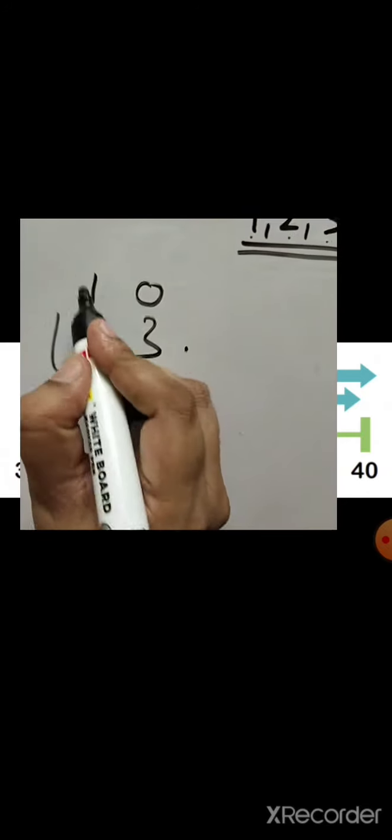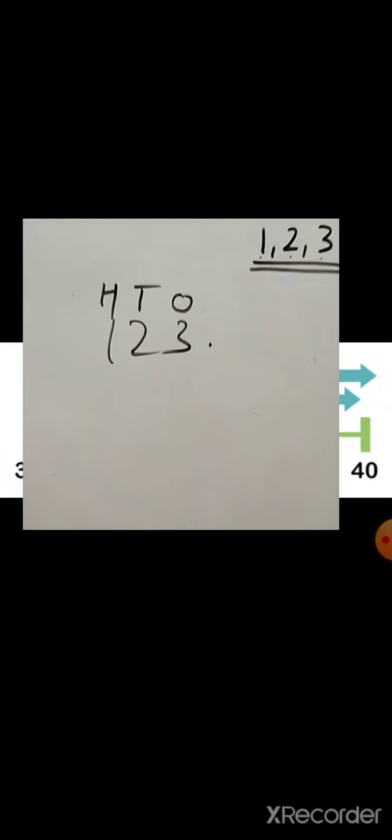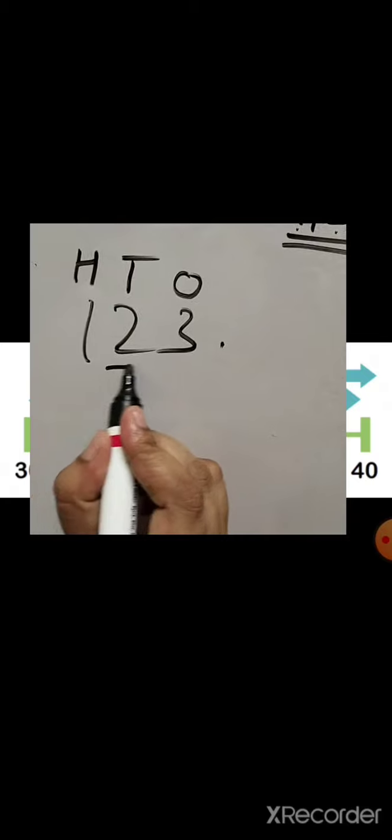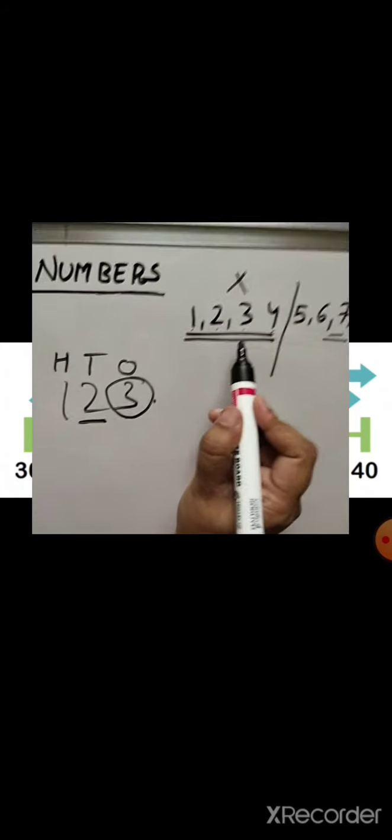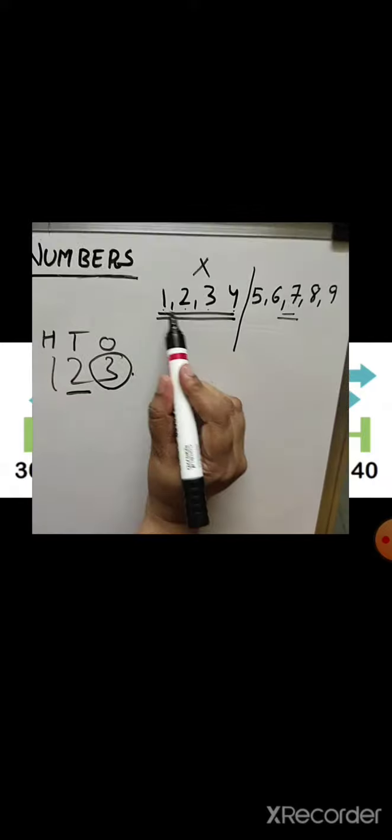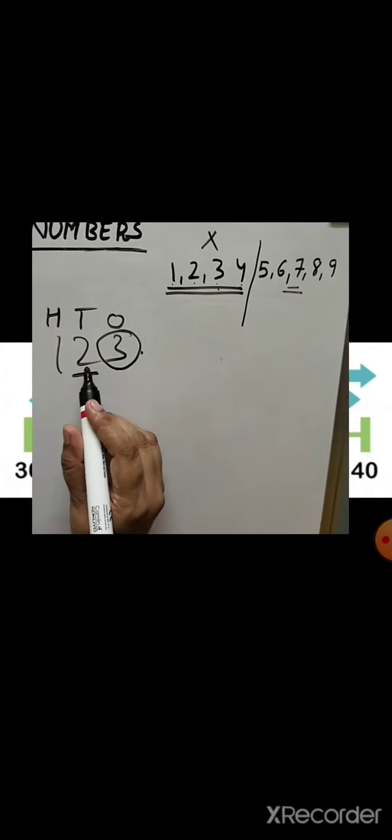Okay, ones, tens, hundreds. Now what are we doing? What are we rounding off? To the nearest 10, then we will underline 10. ठीक है? And what we will see? We will see ones place. At ones place there is number 3. And what is the rule? That if 1, 2, 3 or 4 is there, this number does not change.